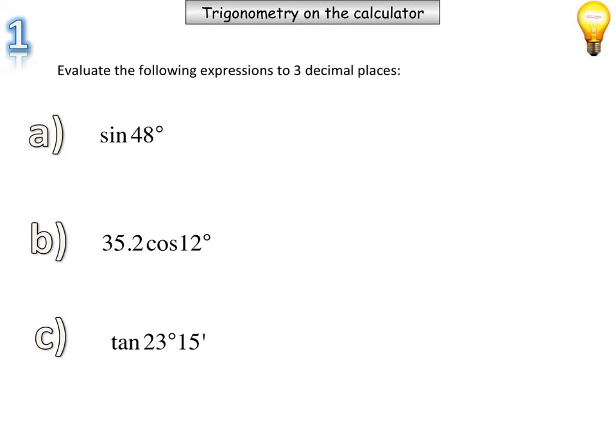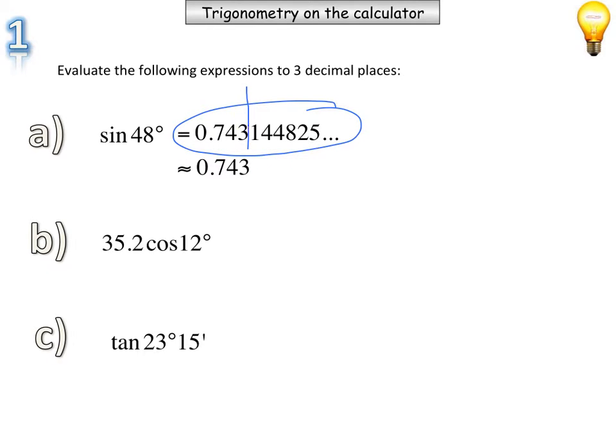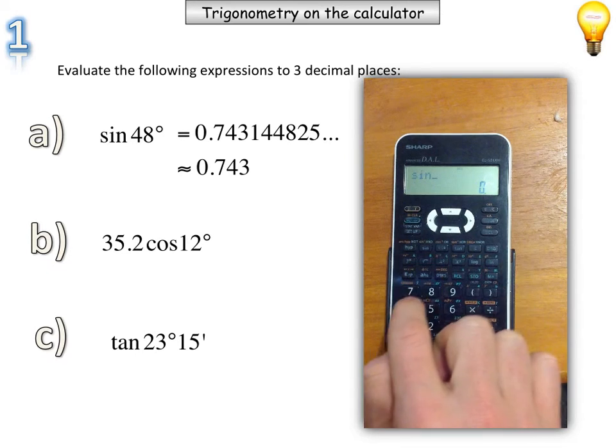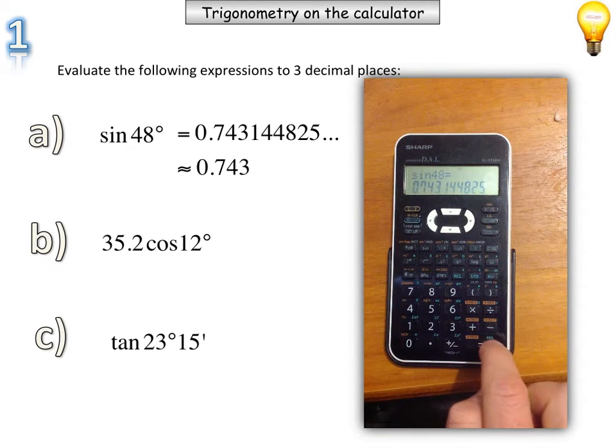Okay, so if we want to evaluate, and evaluating means just to work it out, these expressions to 3 decimal places, the first one to 3 decimal places is 0.743. I encourage you to write the whole calculator display, which is all of it, before you round it to 3 decimal places. So on our calculator, to work this out, you press your sine button, then 48, then equals, and there it is.